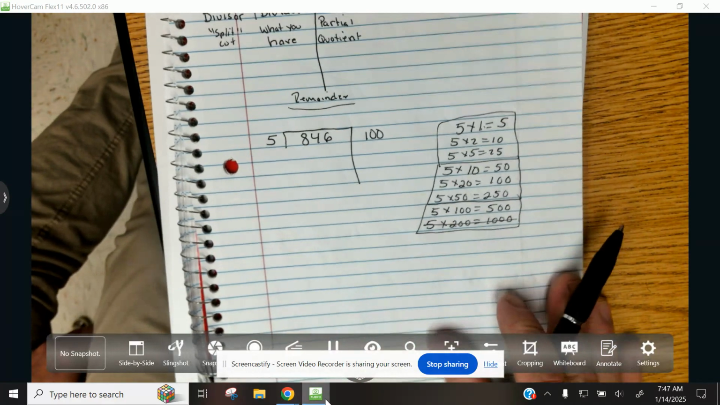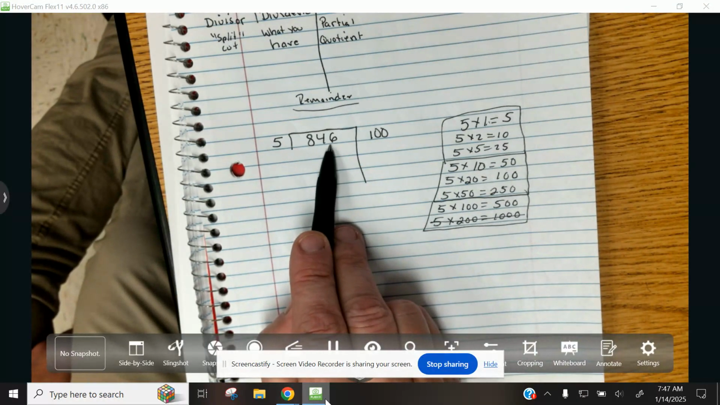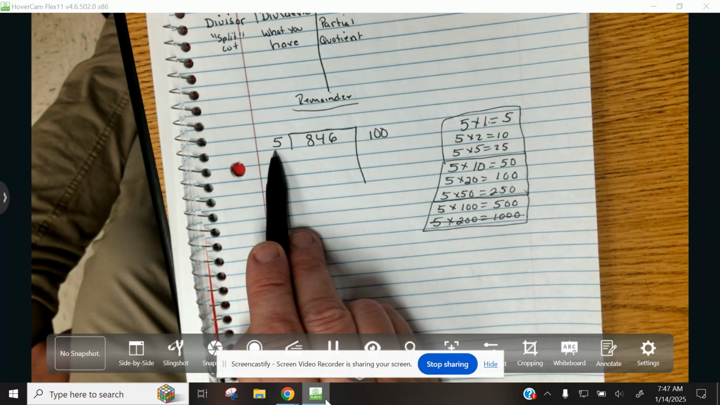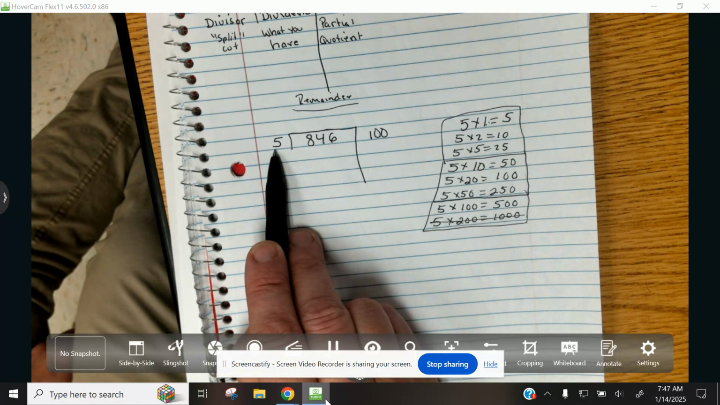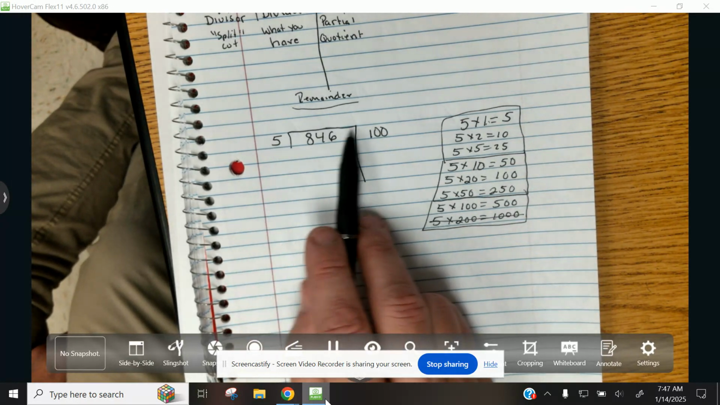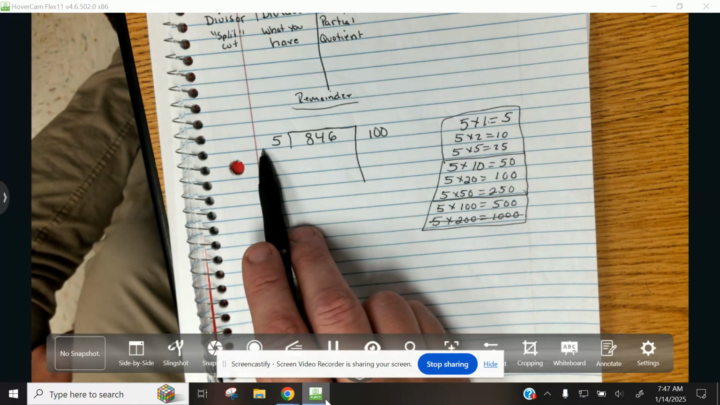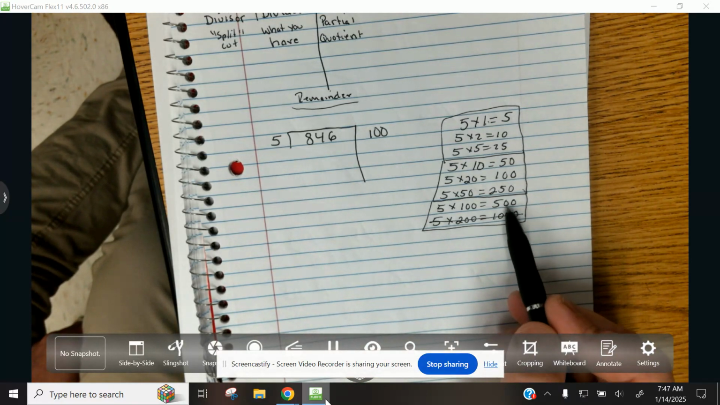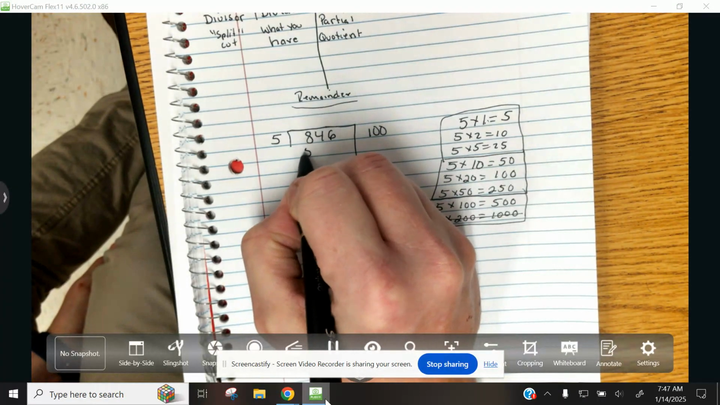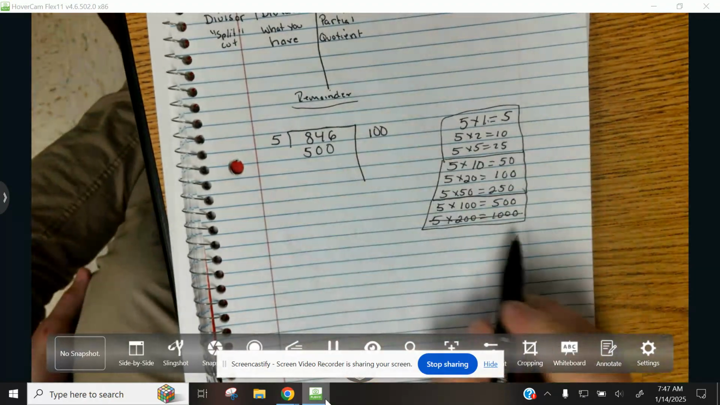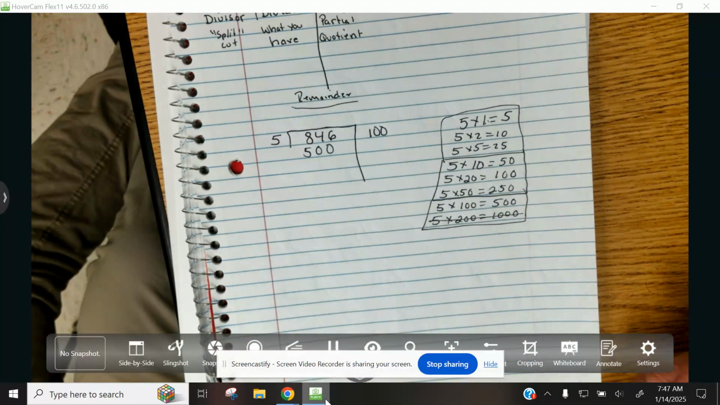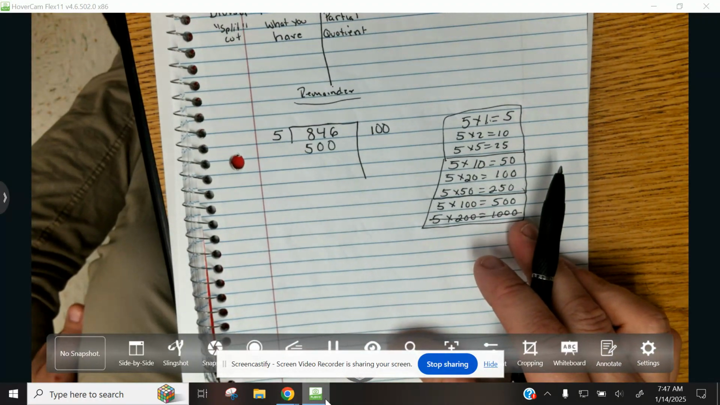So let's just put this into a context. I have 846 starburst, and I want to group them into 5s. So what am I doing in this first chunk? I'm going to make 100 groups, and I'm going to see where I'm at. So if I make 100 groups, how many starburst did I use? I used 500, so the 500 goes right there. So that's where the 3 numbers go. Be very careful with where you put the numbers.